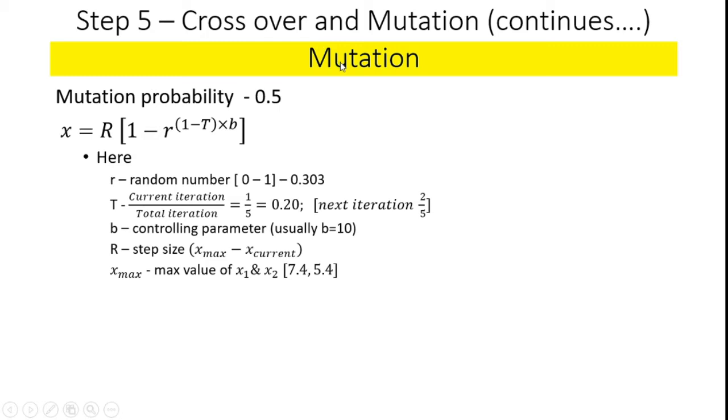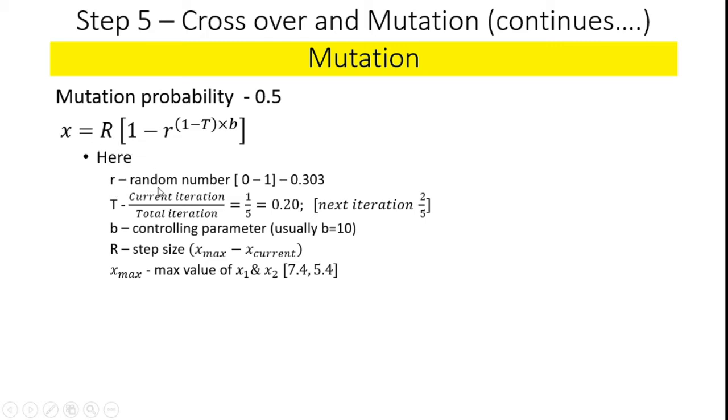Then step 5, crossover and mutation, continues. After conducting crossover, the mutation operator is available. Generally, the mutation probability is always 0.05 in ant colony optimization. I utilize a formula for mutation. That formula is x is equal to capital R into 1 minus small r power 1 minus t into b. Here I want to explain what small r is.